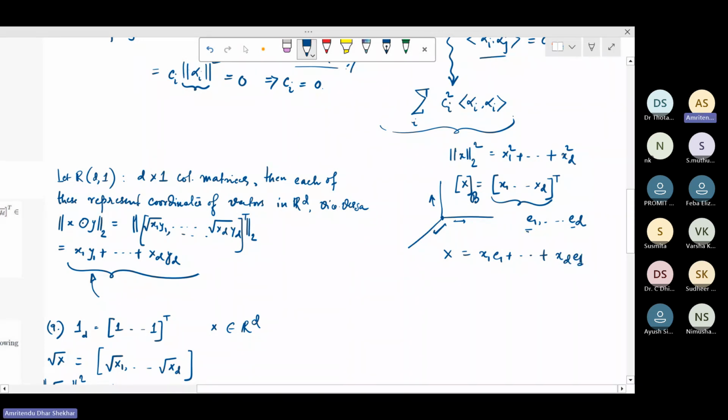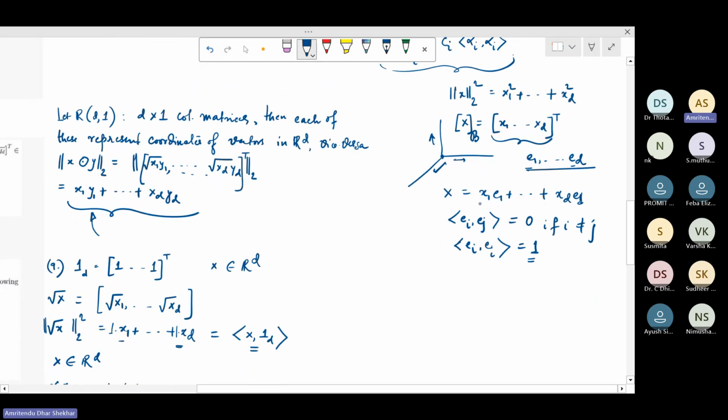Now, the standard norm that we have on R^d, on Euclidean spaces, is that we take these unit vectors pointing in the direction of the axes to be orthogonal. So we take each of these e_i to be orthogonal, so the inner product is 0 if i is not equal to j, and their norms are equal to 1, so the inner product of e_i with e_i is equal to 1.